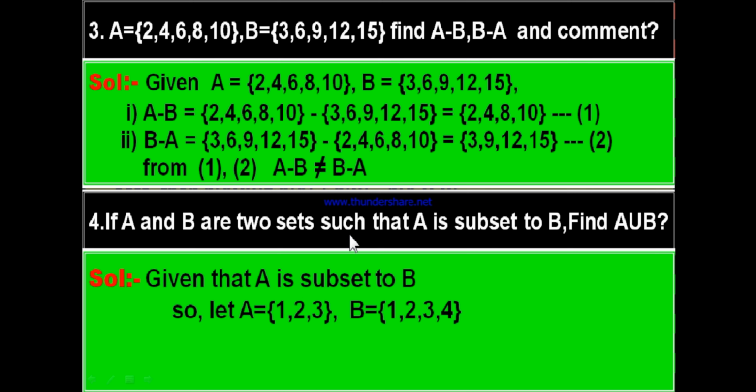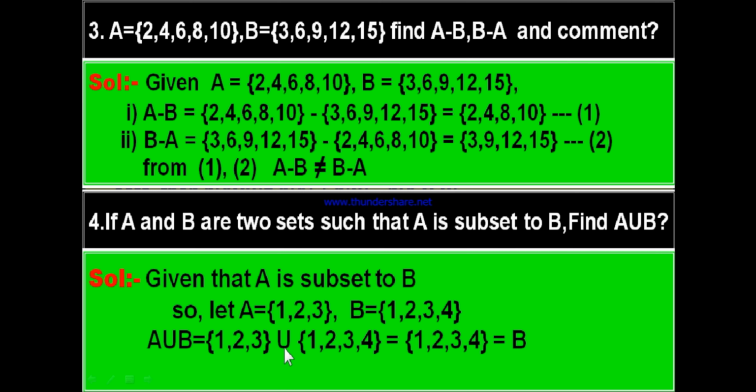Now, the question is: A is a subset of B, then find A union B. Let us find A union B now. A union B is equal to A, which is the set {1, 2, 3}, union B, which is the set {1, 2, 3, 4}. Since it is a union, you have to write all the elements of the first set as well as the second set. Then you can write 1, 2, 3 and 4. Therefore, A union B is equal to the set {1, 2, 3, 4}. The set {1, 2, 3, 4} is nothing but set B. Therefore, this is equal to B.